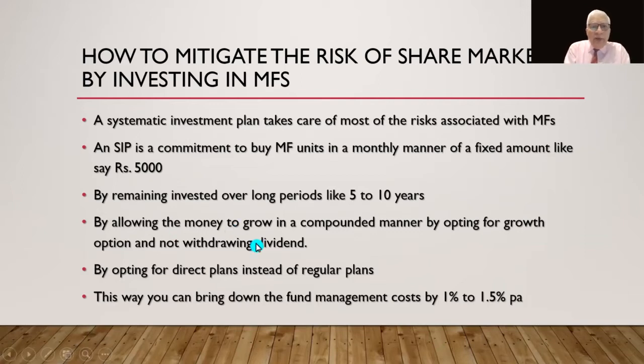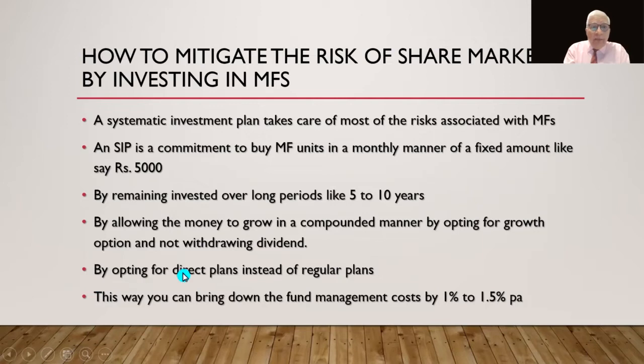Allow the money to grow in a compounded manner by opting for the growth option and not withdrawing dividend. If you take dividend out, that much money is reduced from the fund. Therefore, if you want to grow at a faster rate, and if you don't require money by way of dividend, it is a better idea to remain invested in the fund, so that the dividend income which you would have got also grows at the same compounded rate.